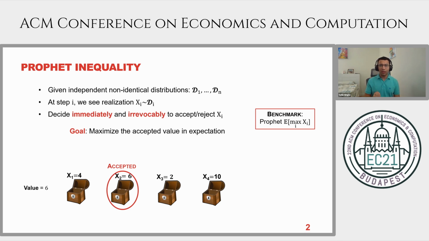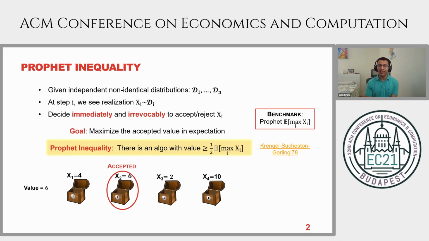So the question is, whatever your stopping rule or algorithm is, for the box that you accept, what's the expected value of that as compared to the expected max of all of them? The classical prophet inequality basically says that there exists an algorithm which on average gets you at least half of this expected max. This was already shown in the late 70s by Krengel, Sucheston, and Garling. This is the main basic prophet inequality, a classic result more than 40 years old. I'll soon be telling you more about the proof and many other things. But as I said, it has many applications in many fields, such as online algorithms and pricing mechanisms, which I'll go into in more detail.